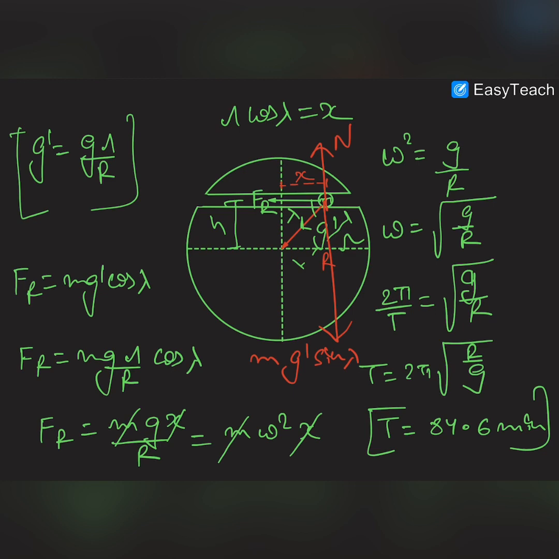So this was the SHM of the ball inside a tunnel of earth, and now in the next videos we'll be bringing some more important concepts of gravitation along with Kepler's law and satellite motions.